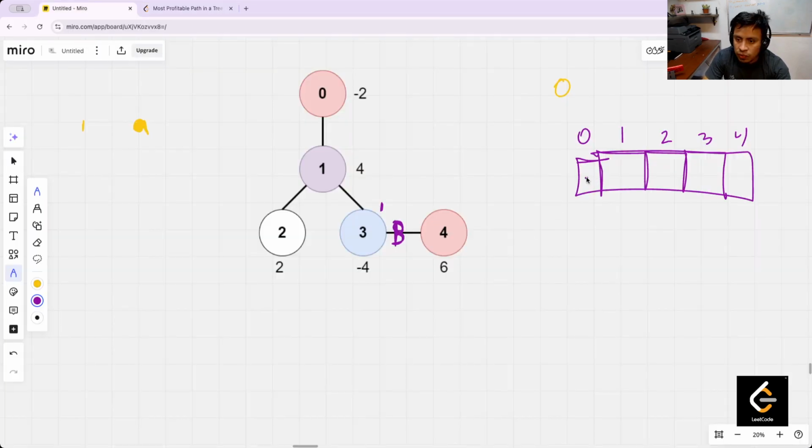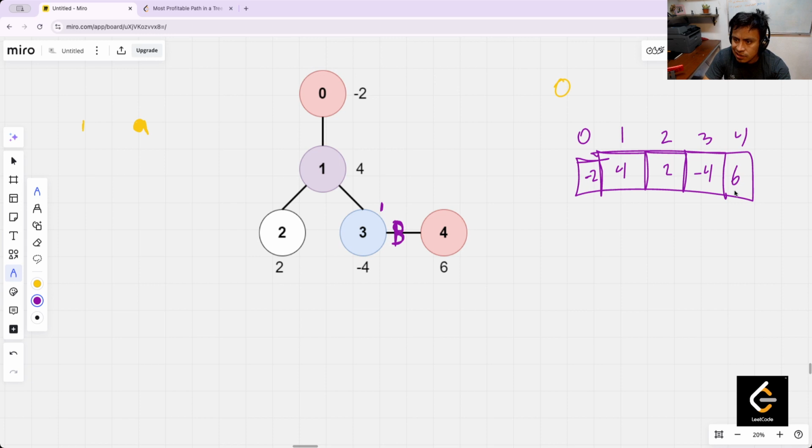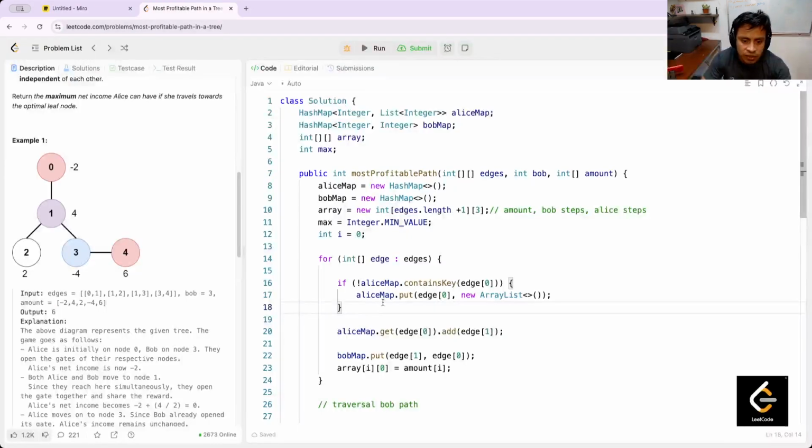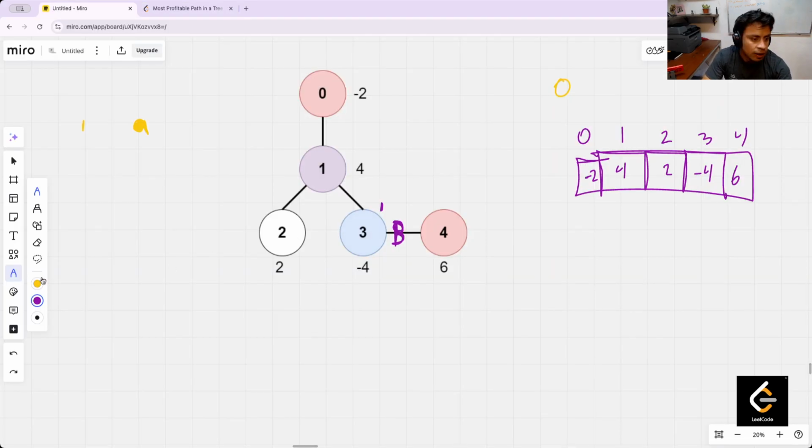There's 2, 4, 2. There's 4, 6. In this case, I am saying the index 3 is this. And in the operation, I am doing... Now, in this case, this is the array.